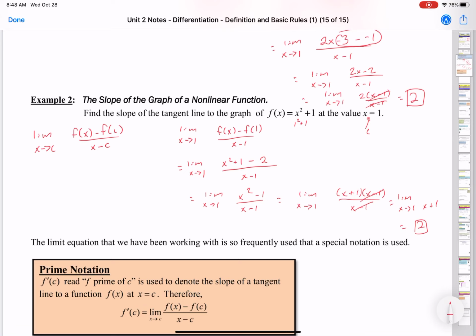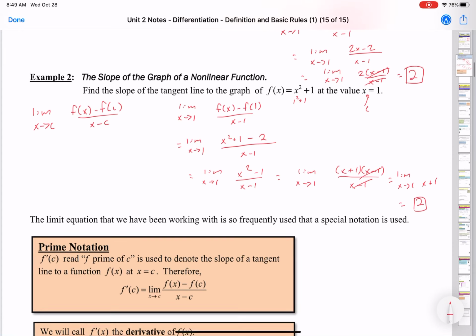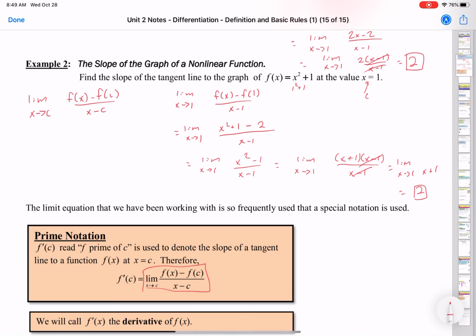So this limit equation we've been working with is used so frequently in calculus that it has a special notation and a special name. Whenever we are writing this limit formula, we call that f prime of c. F prime of c, that little apostrophe, is called a prime mark here. So f prime of c, and we use that to denote the slope of the tangent line. So whenever you see something that says find f prime of c, that really is saying find the slope of the tangent line at whatever x coordinate is in the parentheses there.